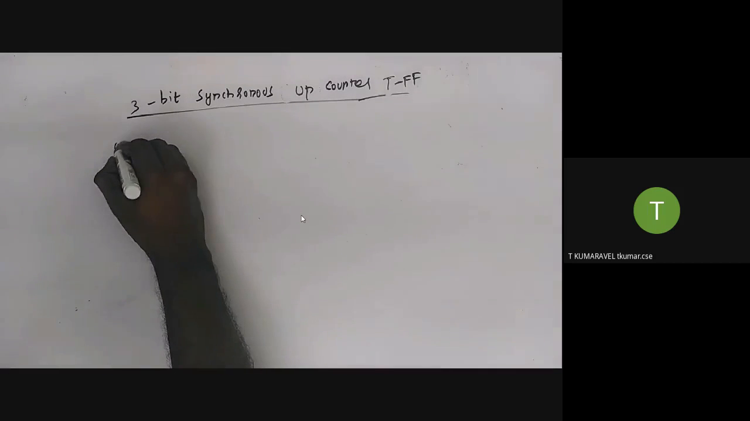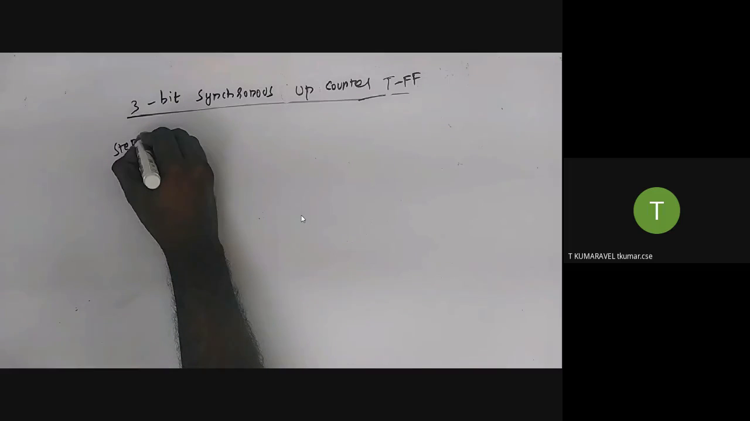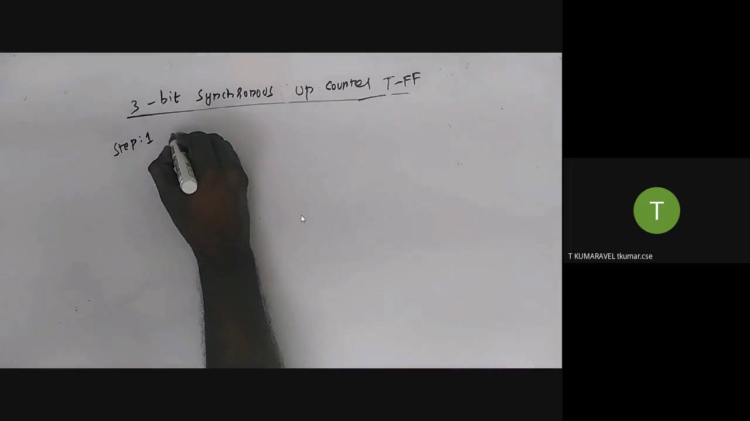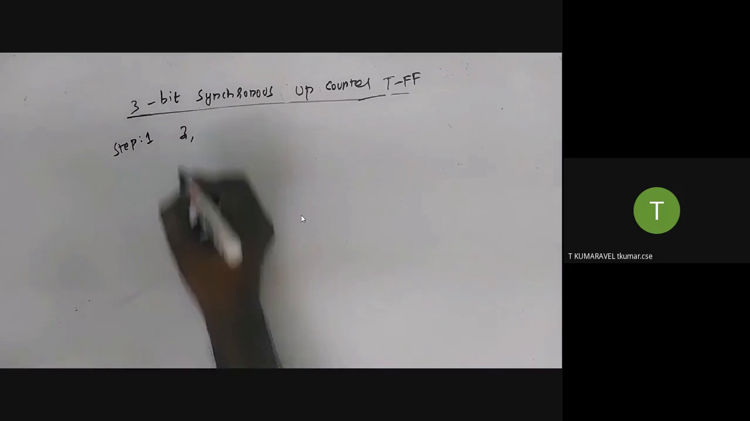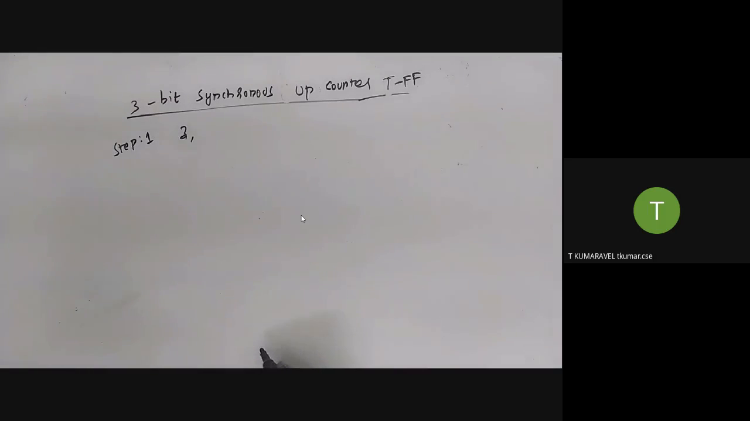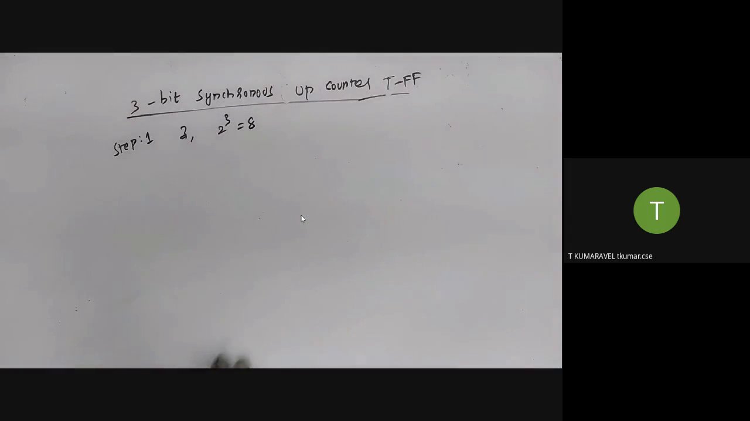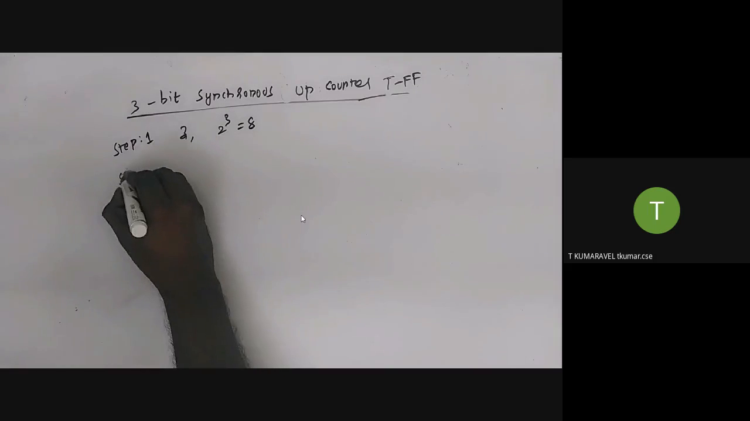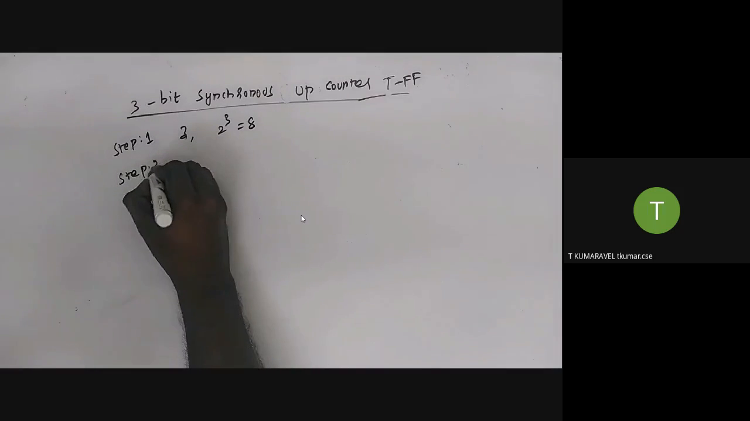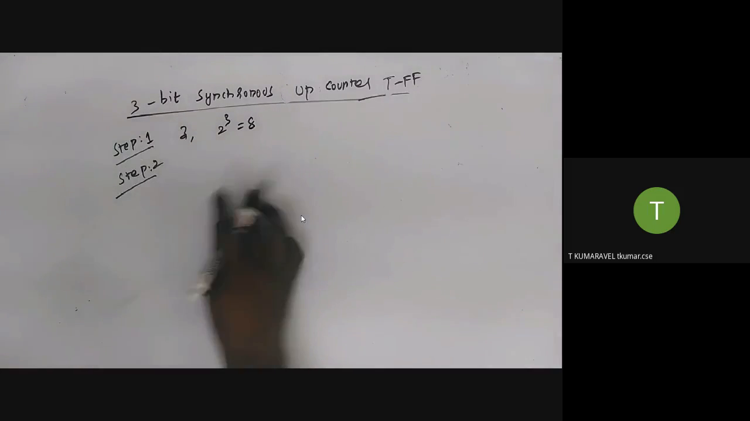What is the first step? How many flip flops are required? 3. How many states are available? 2 power 3 is nothing but 8. So 8 states are available. Okay, so what is the next step? You want to draw the state diagram. This is an up counter.